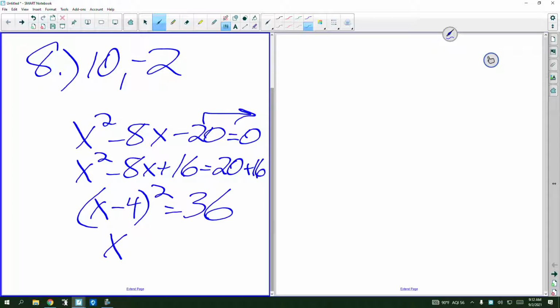Do the square root of both sides. So then it would be x is 4 plus or minus 6. That's how I got 10 and negative 2. That's all I got to say about that.